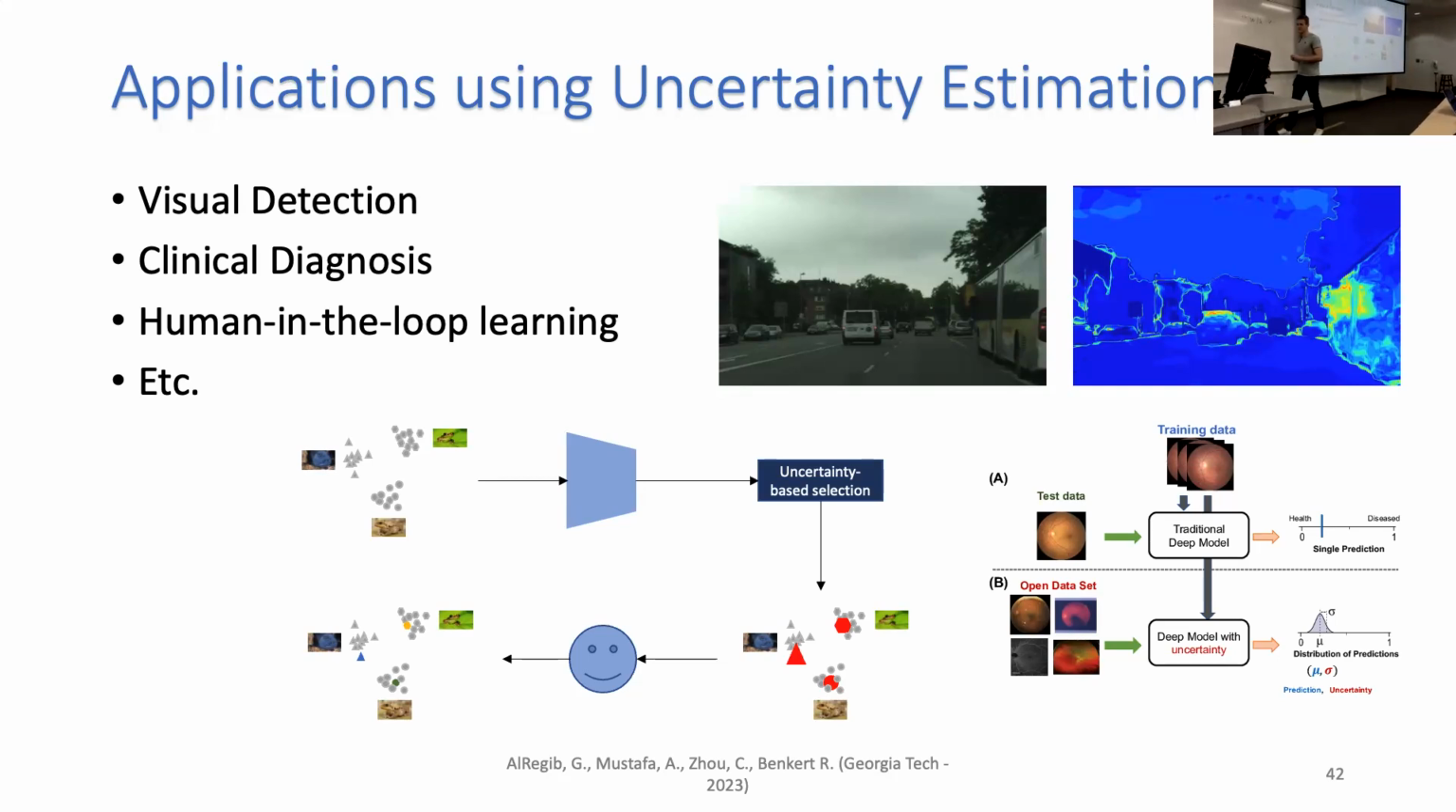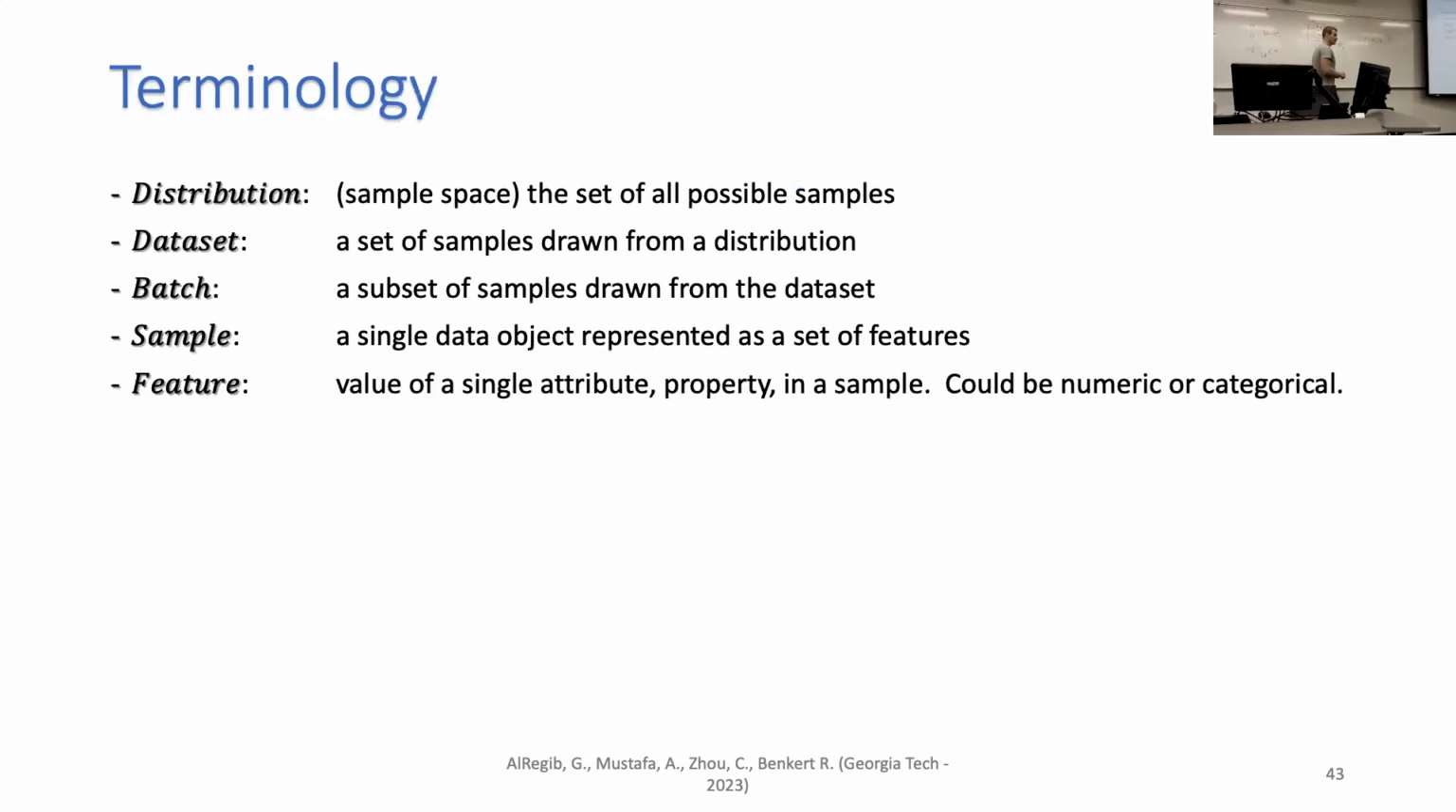That being said, I hope I gave you a sense of where uncertainty estimation is at currently. I hope you feel equipped to build a neural network that can estimate uncertainty.